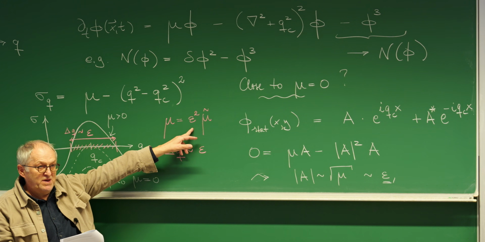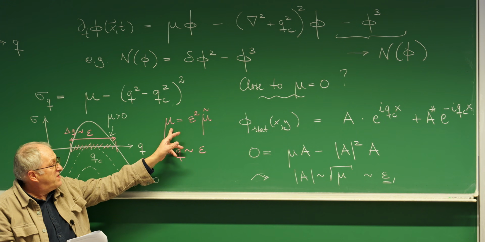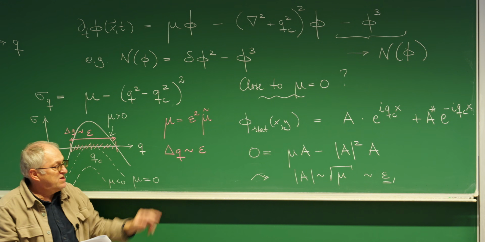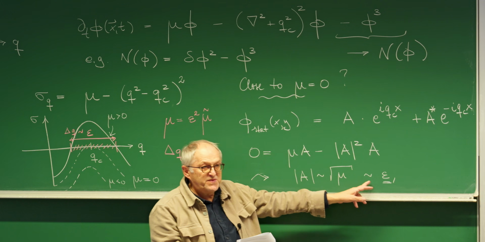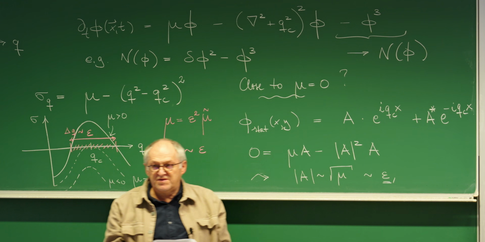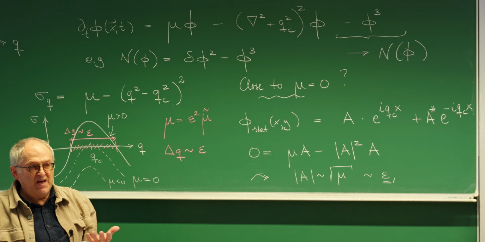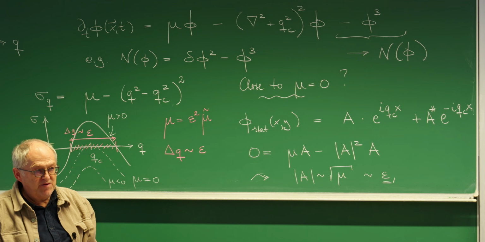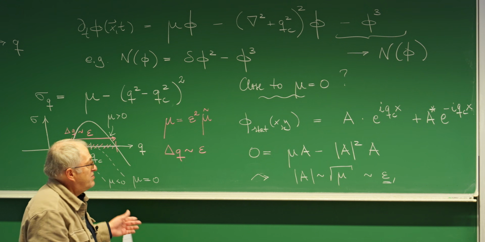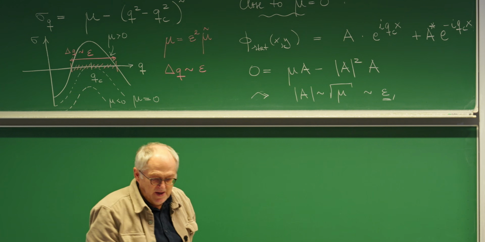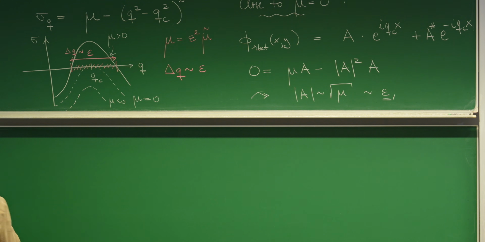The distance here scales like epsilon squared, such that the width is epsilon, and then the amplitude you get is also small, it's of order epsilon. And that hints towards being able to do perturbation theory, because now you have a small parameter. And that's what we want to do. We want to do a perturbation theory close to the bifurcation point.